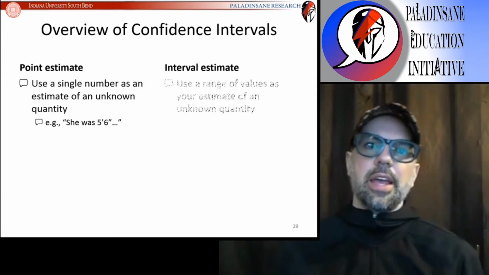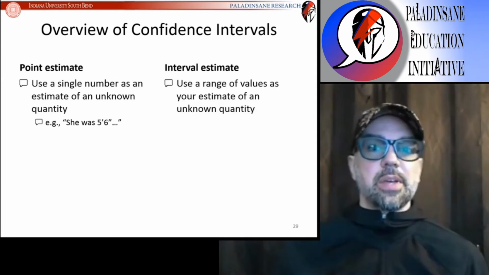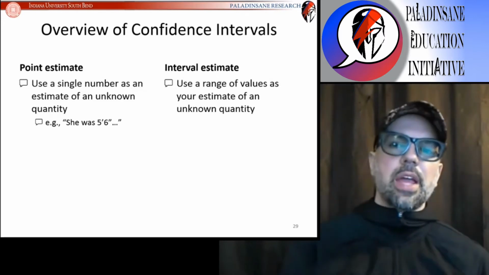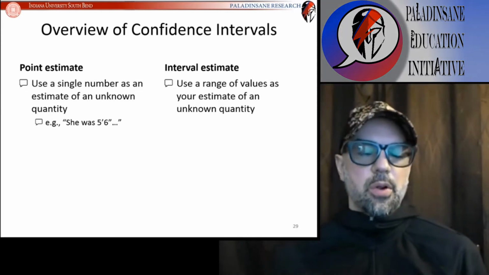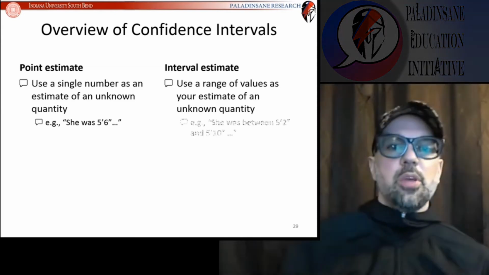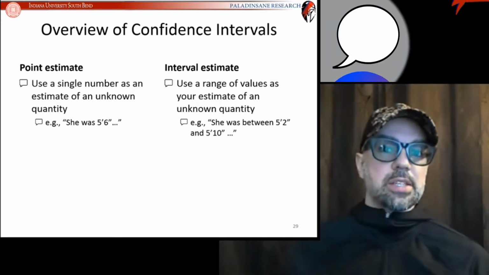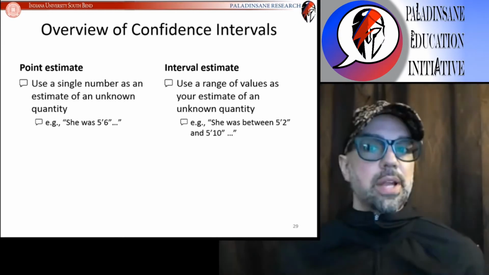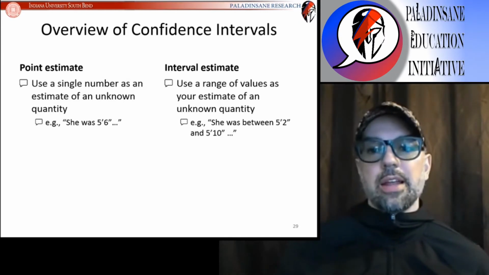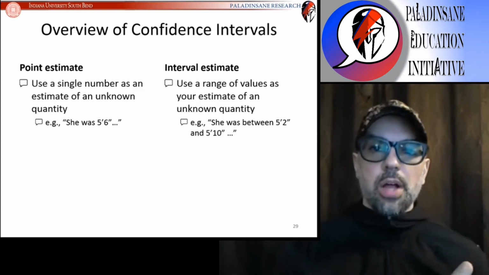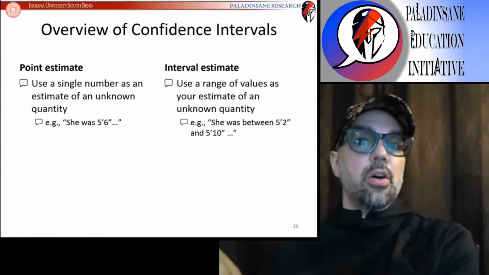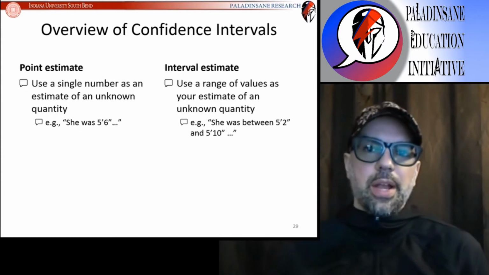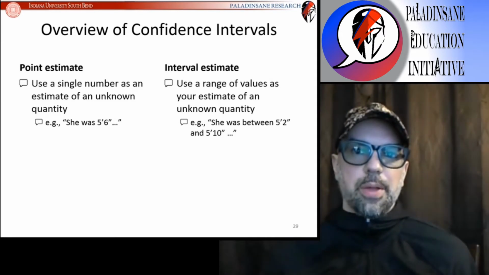Another type of estimate is an interval estimate. An interval estimate is where you use a range of values to estimate this unknown quantity. So again, if you were trying to guess or estimate the height of a person, you might use an interval estimate. And you might say, well, she was between 5'2" and 5'10". So this is also an estimate. You're also using a quantity to approximate some unknown quantity, some unknown height of this woman, but it's a different type of estimate than the point estimate because it's a range rather than a single point.